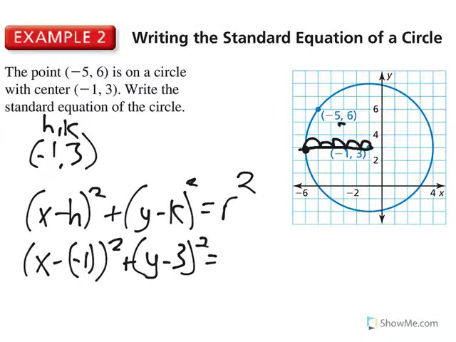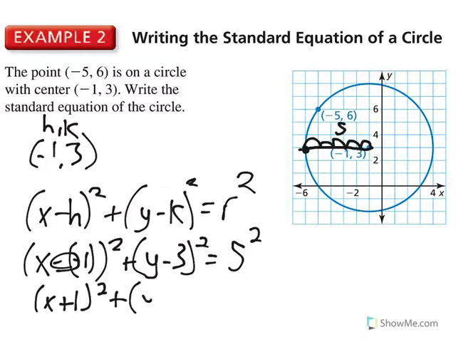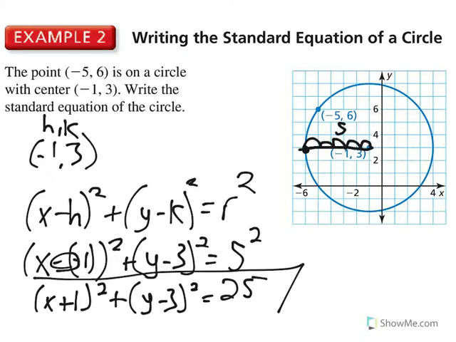We just said that r, if we counted over here, was 5. So that would be 5 squared. Then I'm just going to simplify it. So I have x, a negative times a negative makes a positive. So (x plus 1) squared plus (y minus 3) squared is equal to 5 squared, which is 25. So our equation is going to be that one right there: (x plus 1) squared plus (y minus 3) squared is equal to 25.